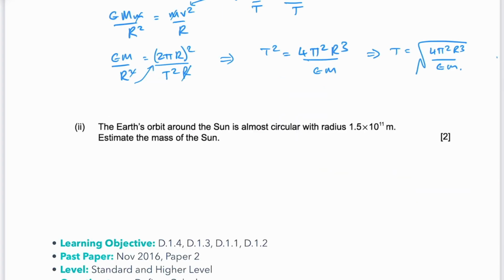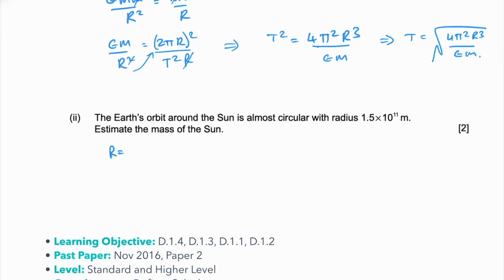2. The Earth's orbit around the Sun is almost circular with a radius of 1.5 times 10 to the 11 metres. Estimate the mass of the Sun. We want to know what M is. Well, we've almost got everything. We've got radius, pi, 4, G, everything's there, apart from the time period. What's the time period of the Earth orbiting the Sun? Well, it's 1 year. We can't put it into years, we have to have it in seconds.